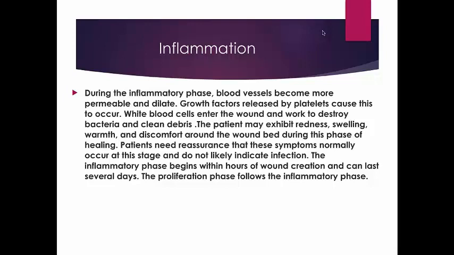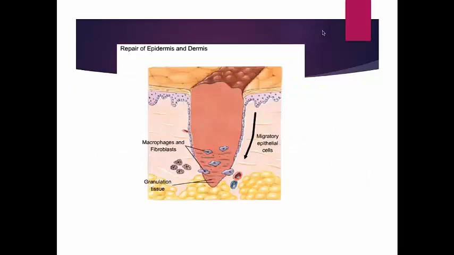A lot of times patients complain of more pain during this phase of healing, and that's a normal occurrence. It doesn't necessarily mean there's an infection going on. We need this stage in order to get to the healing portion. This picture shows the macrophage, the fibroblast, and the migratory epithelial cells, and the granulation tissue starts forming. It gives you a visual of what's going on during the inflammatory stage.